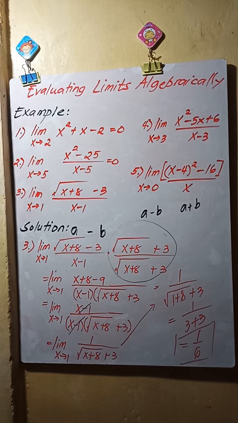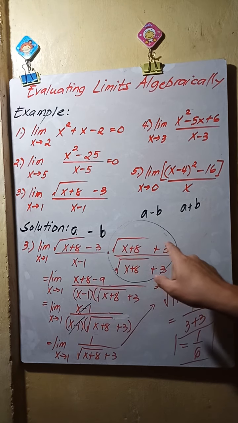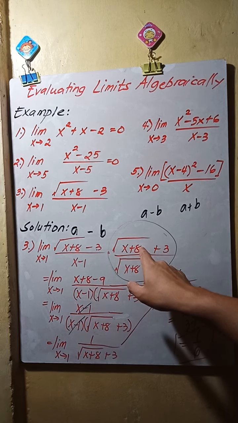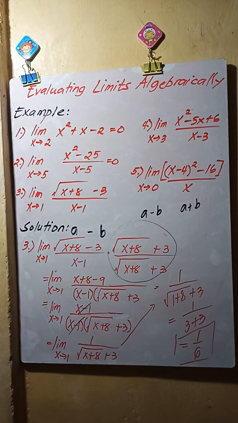Take note of the first and first, last and last method. So, first and first, we just copy x plus 8 because the radical and the inside are the same. Last and last, negative 3 and then positive 3, that is just negative 9. Negative 3 times positive 3, that is negative 9.